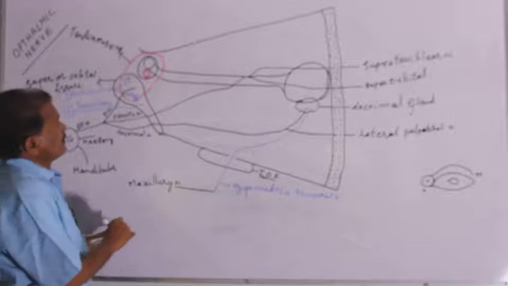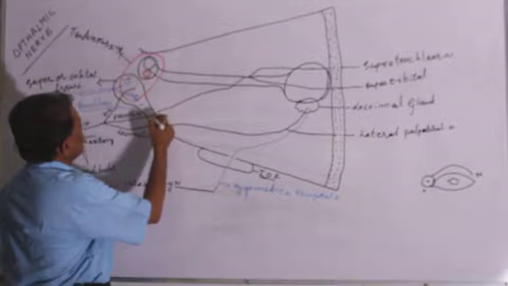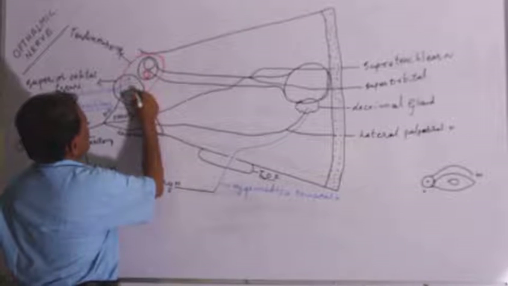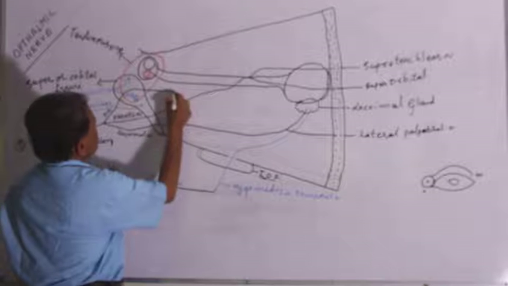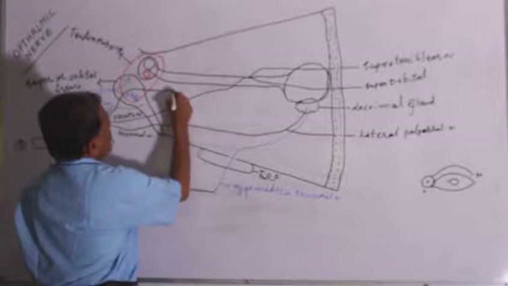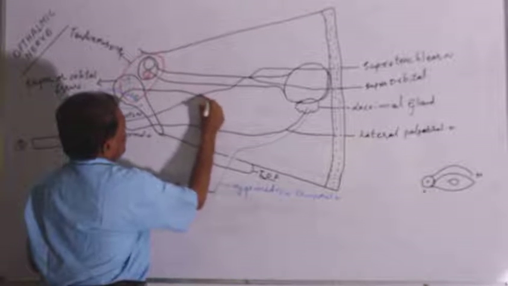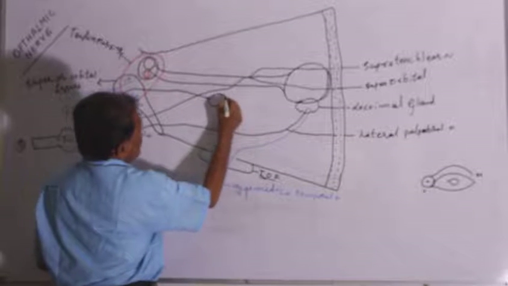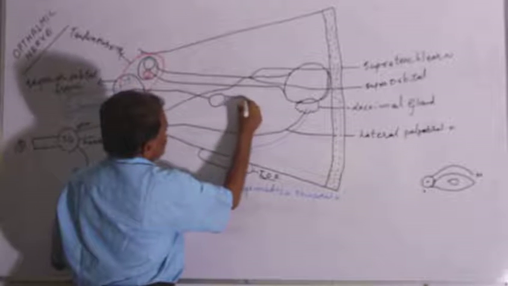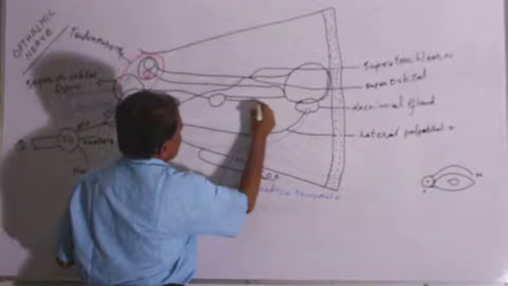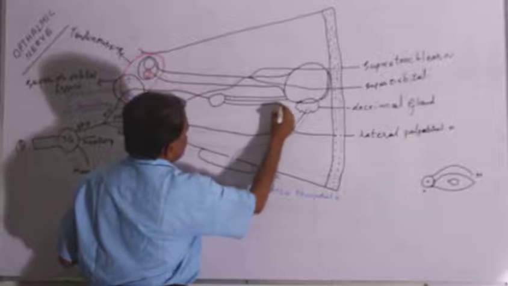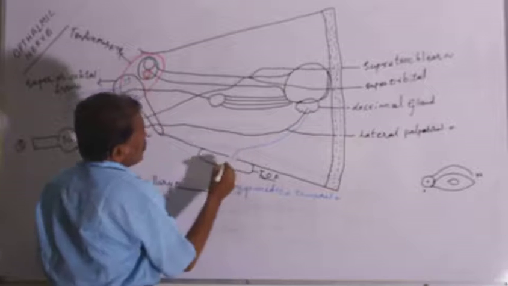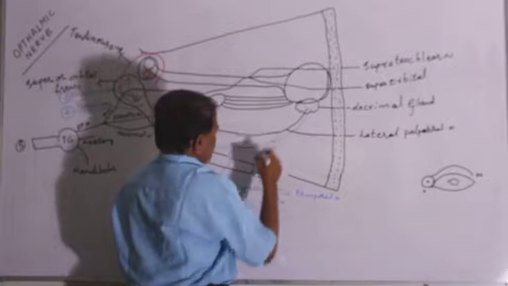Then it gives the nasociliary nerve. It enters into the orbit and it gives the sensory loop to the ciliary ganglion. So from this ciliary ganglion, the postganglionic fibers come out. These are called the short ciliary nerves.